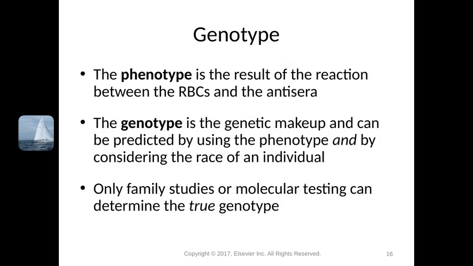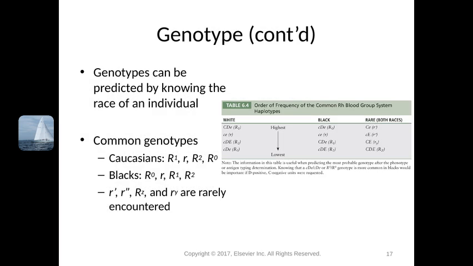So our genotype. When we look at the phenotype, this is a result of the reaction between red cells and anti-sera. The genotype is the genetic makeup, and we can predict the genotype utilizing the phenotype and the race of the patient. We really could only do molecular testing within a family to truly do the genotype. So we can predict it knowing the race of an individual and some of our common phenotypes.